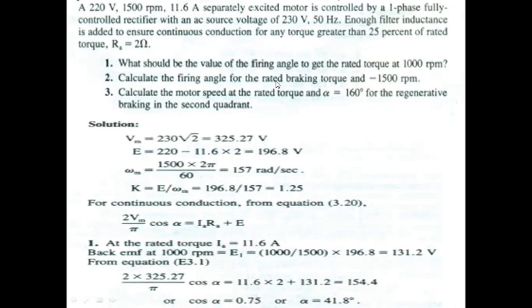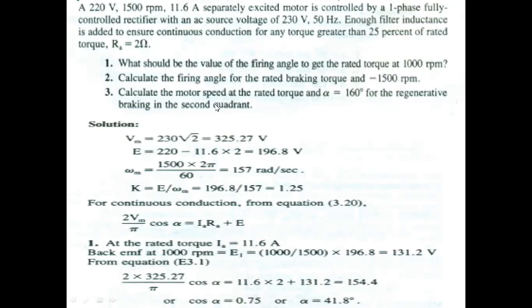Okay, but with different speeds. First speed is 1000 RPM and second speed is braking torque. As it has the braking torque, the speed will be in the negative, reverse direction, it will be rotating. So you have to put minus. So at minus 1500 RPM, we have to calculate the firing angle. And in the first bit at 1000 RPM, you have to calculate the firing angle alpha.